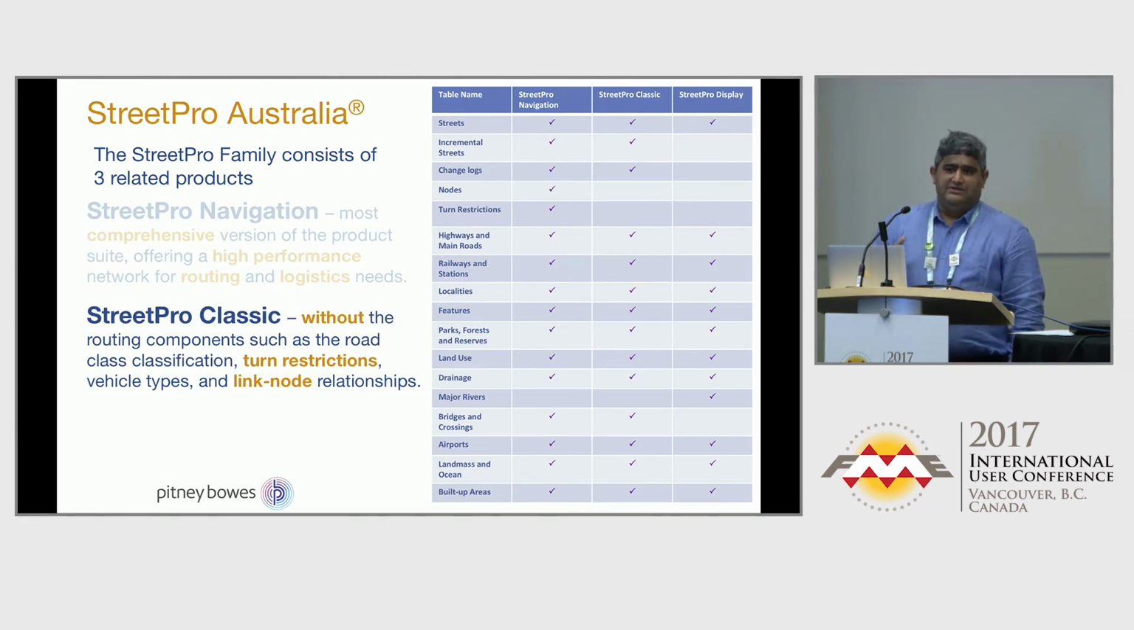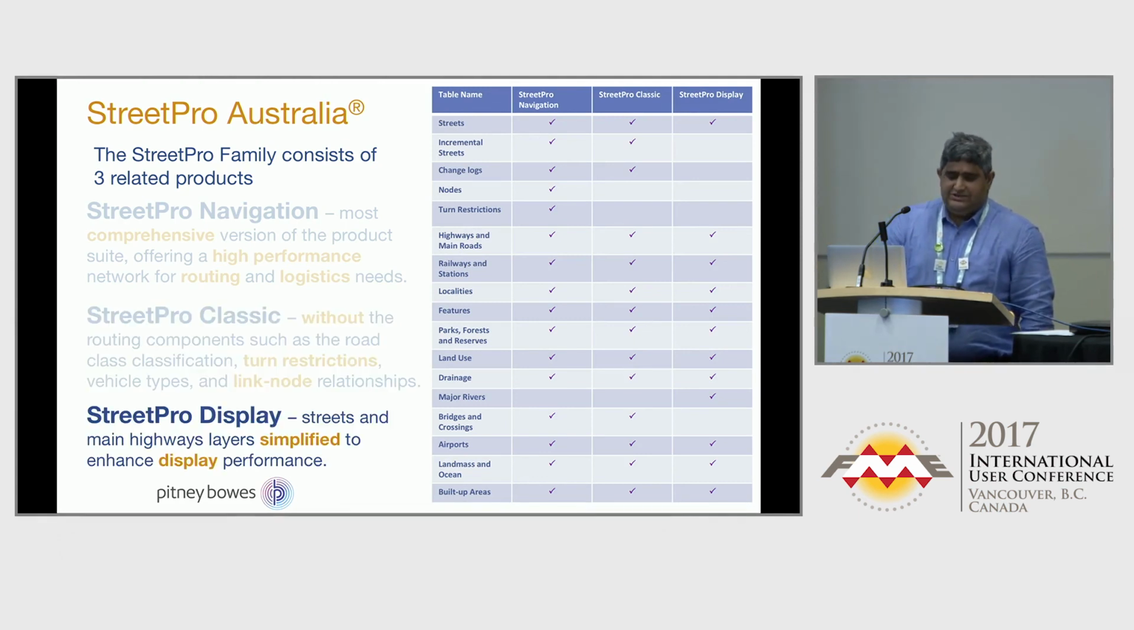StreetPro Classic is a less detailed product as it is missing the routing information. And StreetPro Display is the least detailed product, and it is mostly suitable for display purposes as it supports faster data rendering.